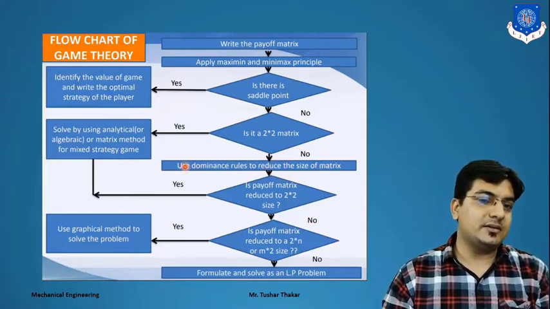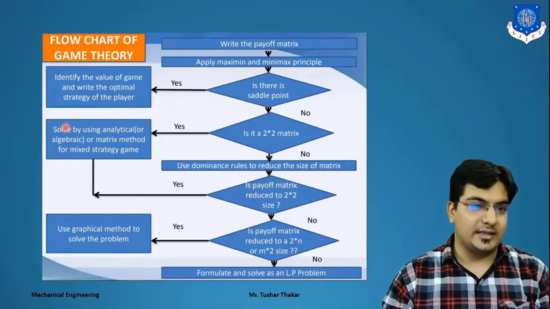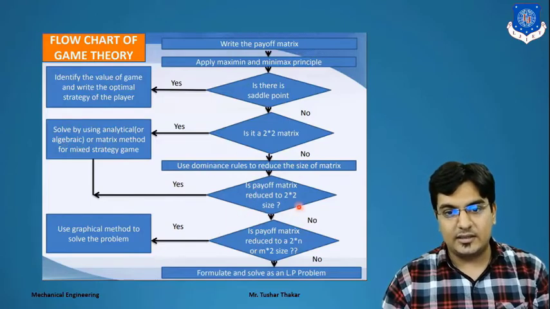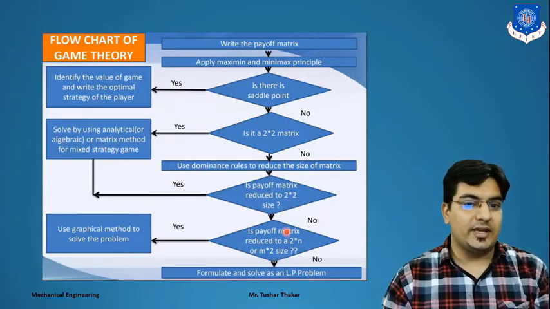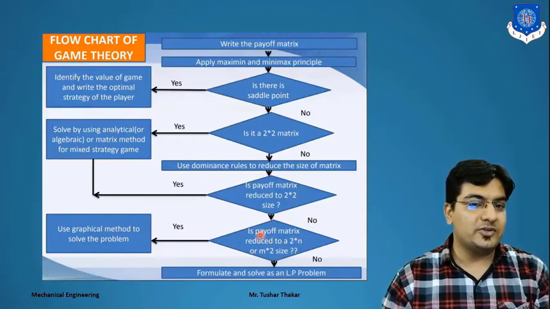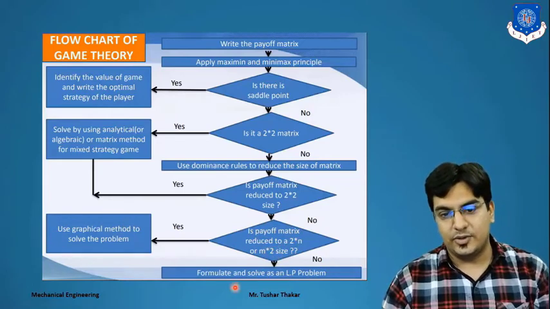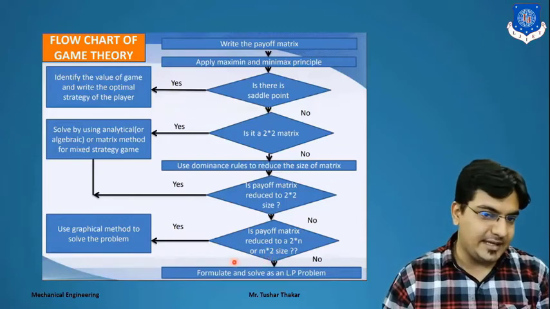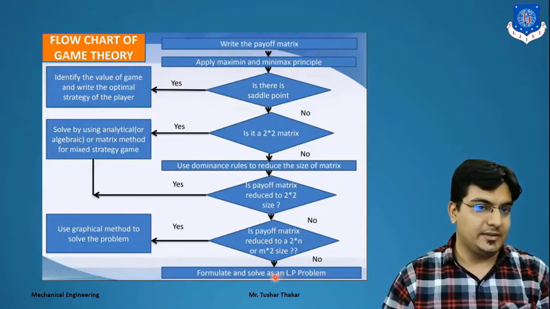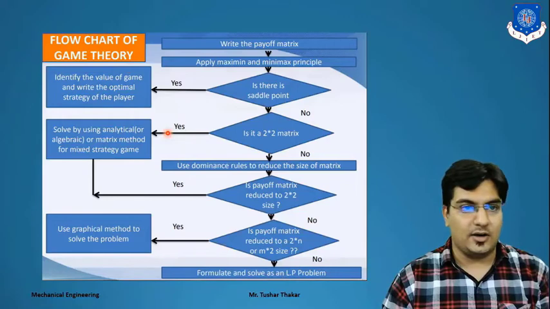If after applying the dominance rule we get a 2 by 2 matrix, we solve it by the algebraic and analytic method. But if after applying the dominance rule we can't get a 2 by 2 matrix, we get a 2 by n or m by 2 matrix. Then we have to solve that matrix using the graphical method, or if the matrix is m by n, we have to use the LP method to solve the game theory. So that is the basic flow chart of solving a game theory.